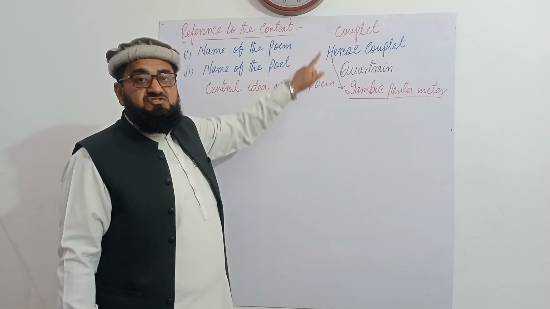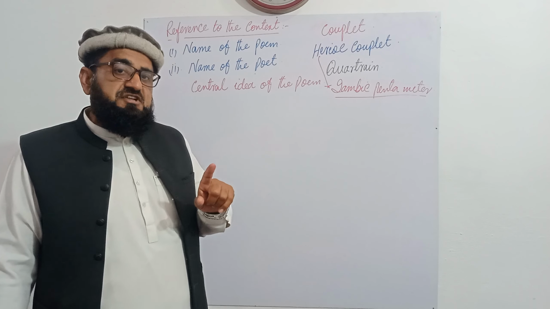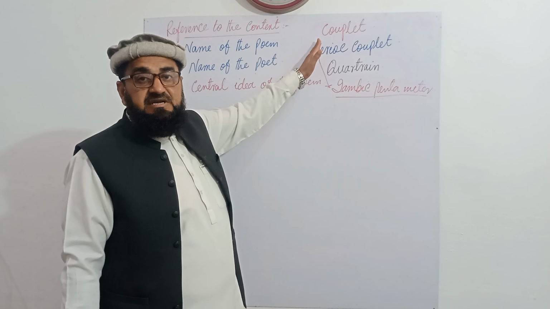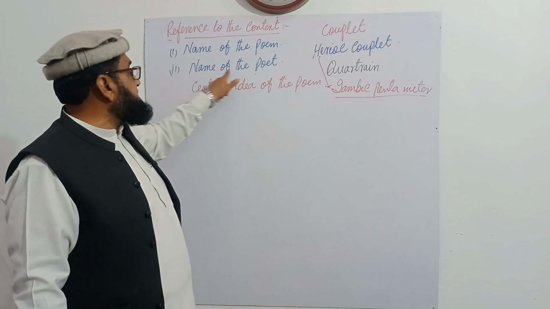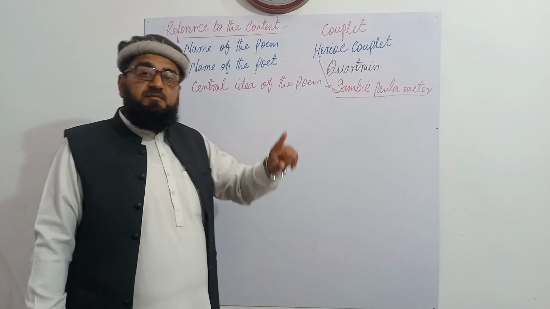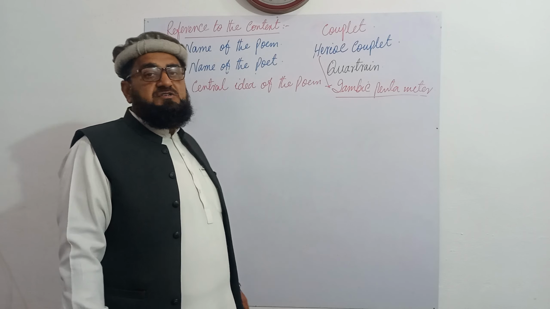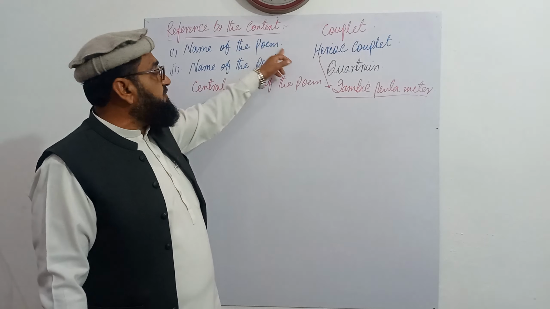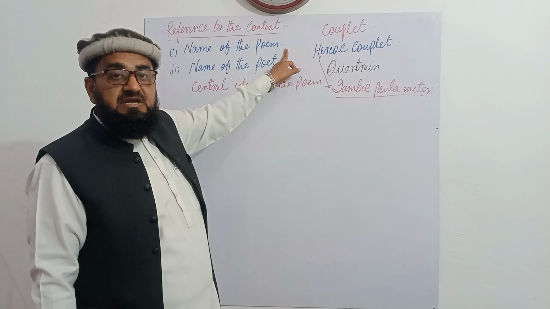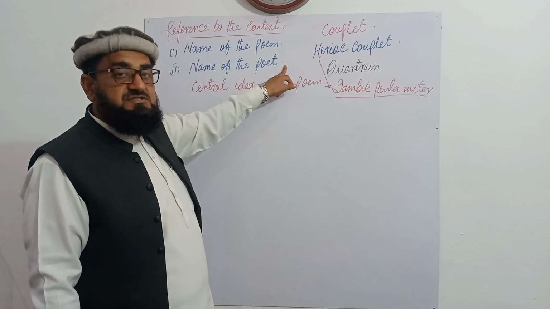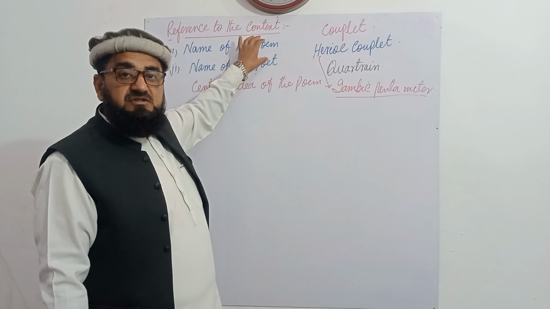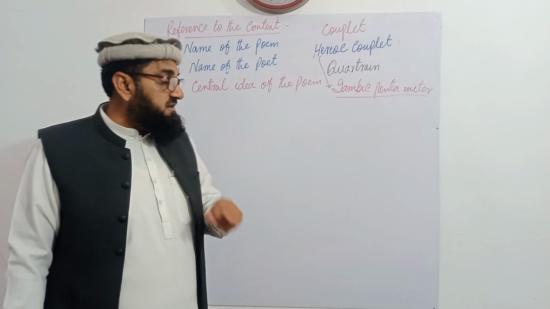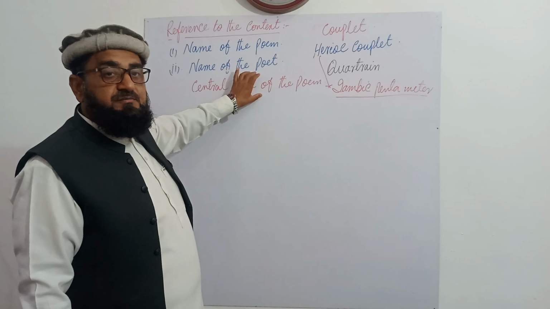All the World is a Stage is the name of the poem. The name of the poem must be underlined. Written by William Shakespeare, the name of the poet. The name of the poet must be in inverted commas, begin and close. So these lines have been taken from the poem All the World is a Stage, written by William Shakespeare. First part is completed. Second part, central idea of the poem.